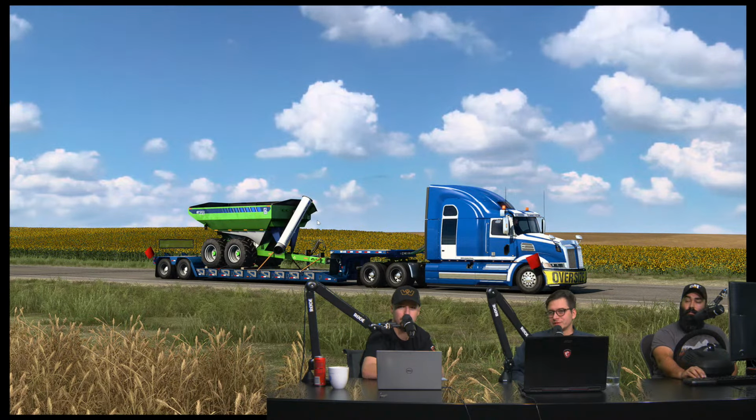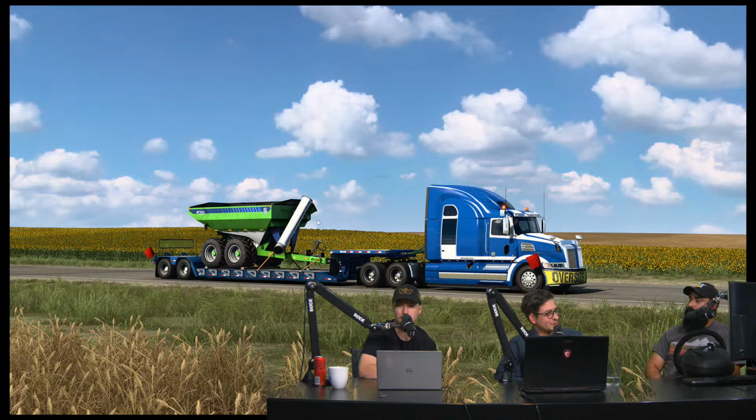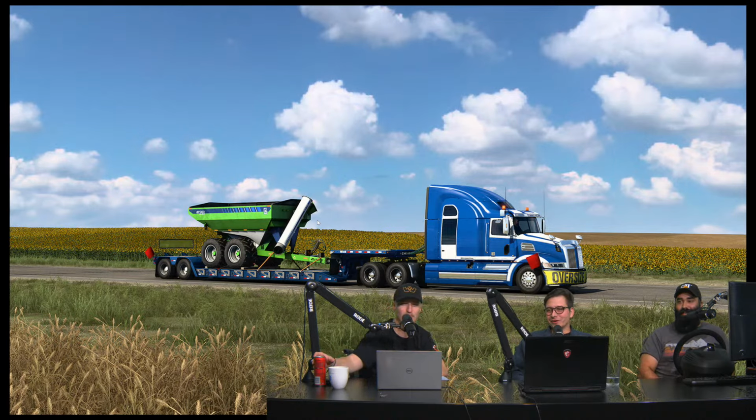This one, I don't dare to take a guess. It's a grain trailer or auger wagon. What about my pronunciation? Auger. No, that was good. Auger wagon, thank you. What does it mean? It's a grain cart. It's basically just a cart for the grain.